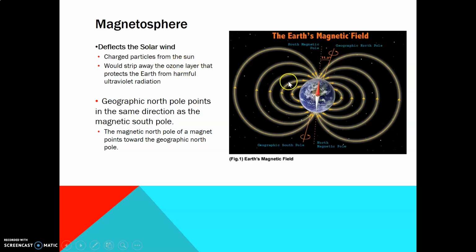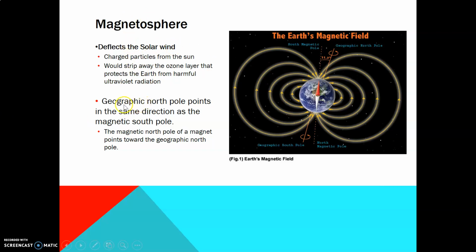Here's a better diagram of this magnetosphere. We're really lucky to have a magnetosphere because the sun emits solar wind, which is the emission of a bunch of tiny charged particles. Those charged particles can actually destroy our ozone layer, which reflects ultraviolet radiation. You've interacted with UV radiation before, when you're out in the sun too long and you get a sunburn. So we're lucky to have a magnetosphere.